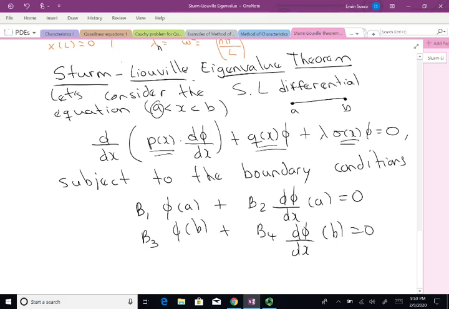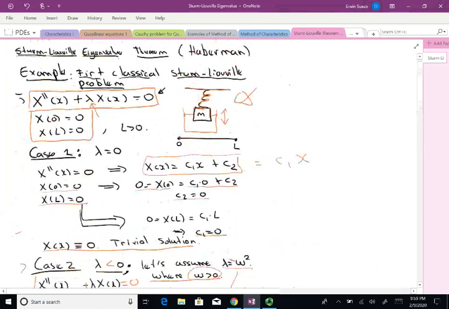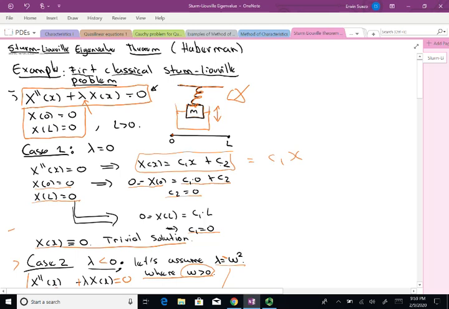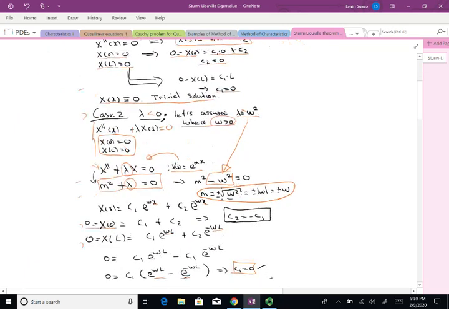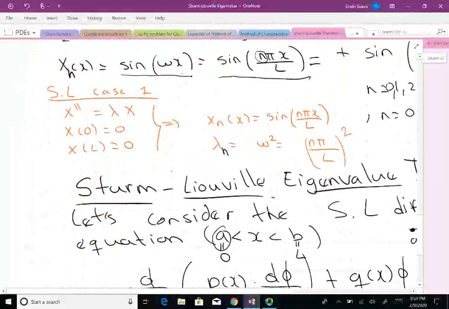So again, don't panic. For our case, beta 2 and beta 4 were 0, because I don't have those derivatives, and beta 1, beta 3 were 1. So I had phi of 0 equals 0 and phi of L equals 0. So in my case a was 0 and b was L. I don't have the other terms, but I could, so that's why this theorem is so important, because it's so general.